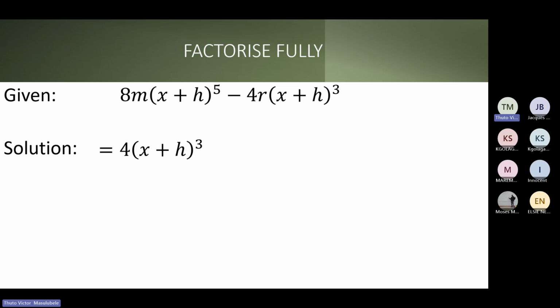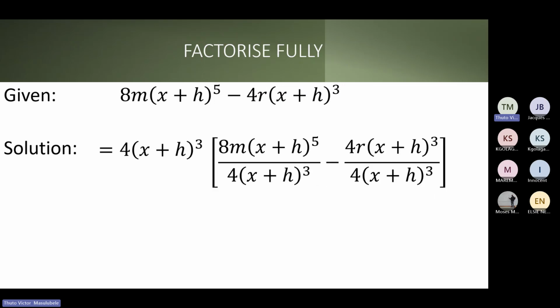Now what do we do to find the expression that remains? You divide each term by the highest common factor. And if we simplify the expression further, we'll then be left with 4 into x plus h all cubed into 2m x plus h squared minus r.